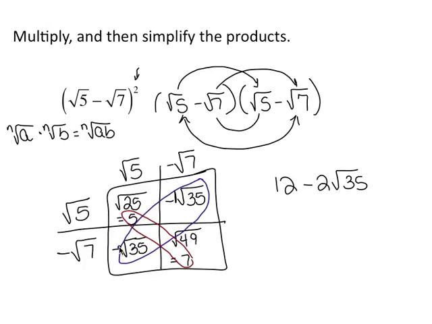Recall that there's an understood 1 here, and if the index and the radicands are exactly the same, then we can add or subtract the coefficients. So negative 1 plus a negative 1 gives us this negative 2, and then the square root of 35 stays the same. So this is our answer.